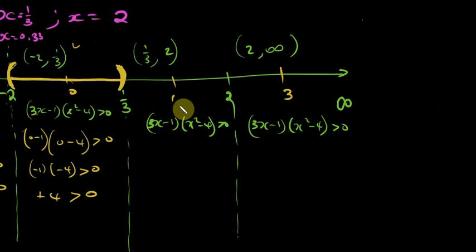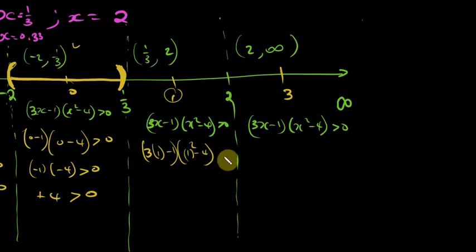What about the third region? Is the condition met in the third region? Let's find out. x equals 1, that's what we are using. (3 minus 1) multiplied by (1 minus 4).